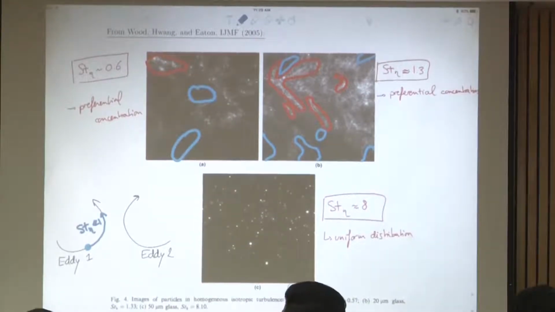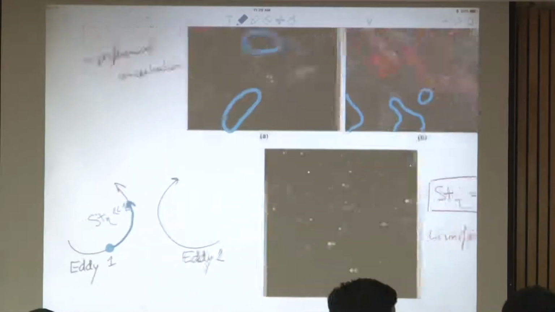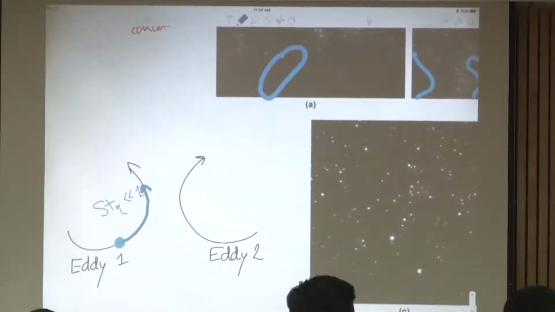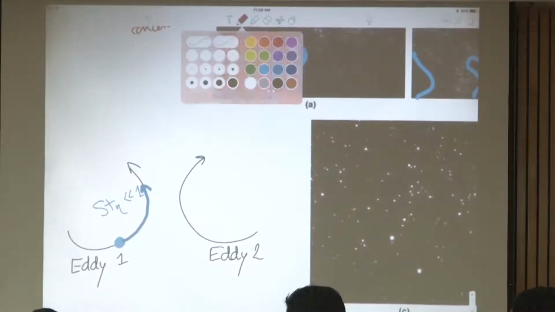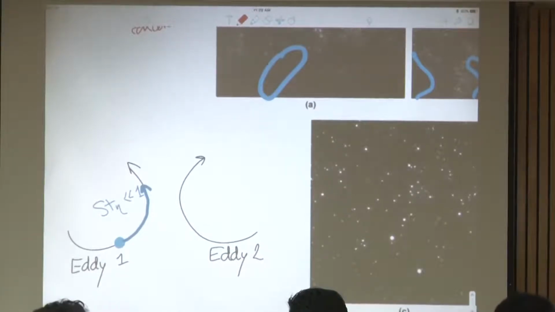I don't know if this is very readable, let me rewrite that. So this is St eta much less than 1. Now, if I have a large Stokes number, that particle, we argued, should behave like a cannonball. So we would expect it to just live its life independently of what's really going on with the surrounding eddies. So if my St eta is much larger than 1, I would expect this to happen.